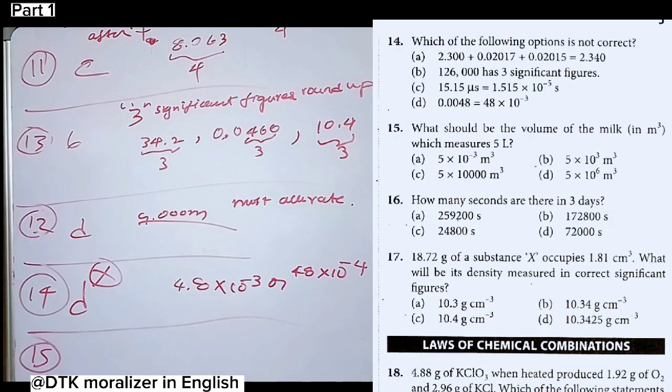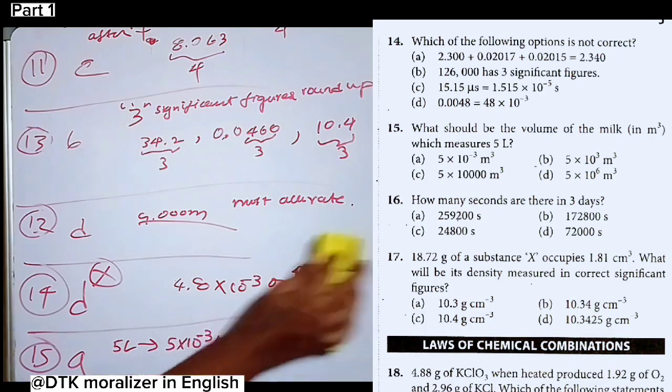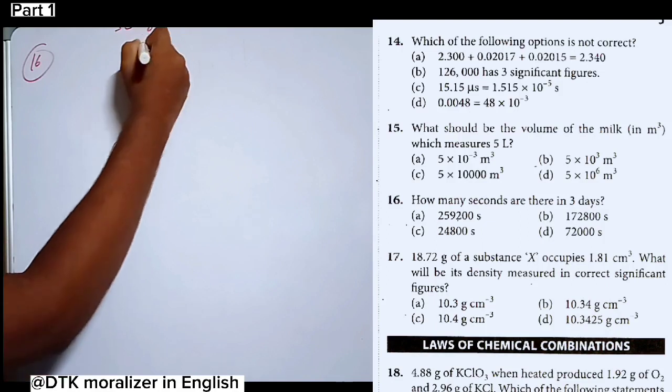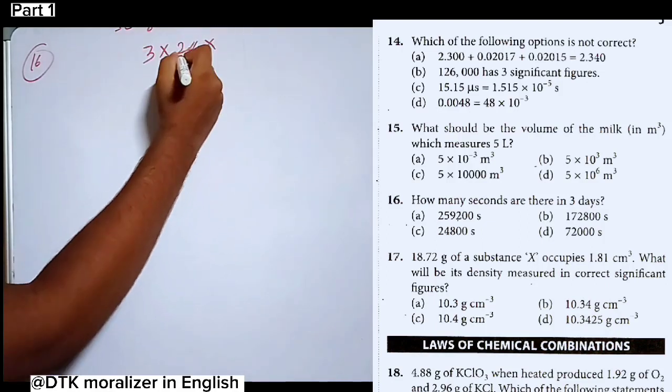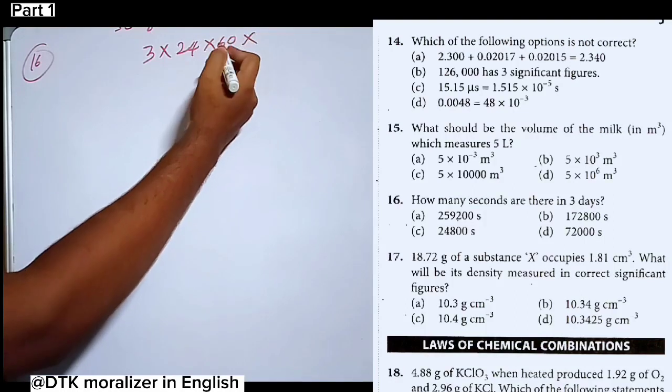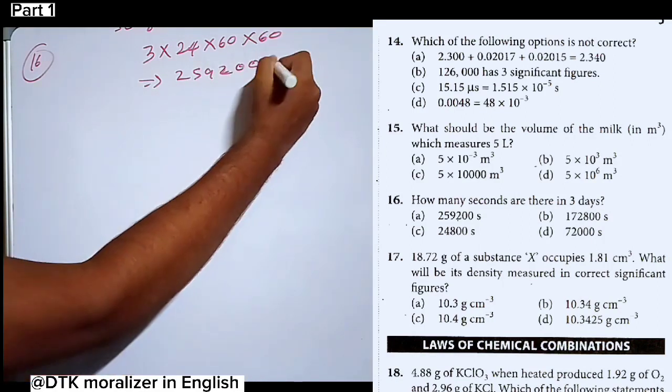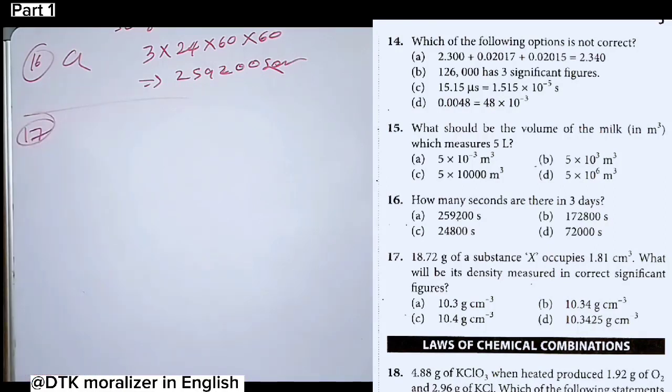Now question number 15. What should be the volume of milk which measures 5 liter? So 5 liter converted into meter cube, 5 into 10 power minus 3 meter cube is written. So option A is right. Now question number 16. How many seconds are there in 3 days? For 3 days it is 3 into 24 hours, into for 1 hour it is 60 minutes, for 60 minutes it is 60 seconds. So when we multiply all these numbers, the answer will be 259,200 seconds. So option A would be right.